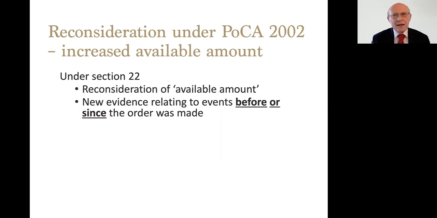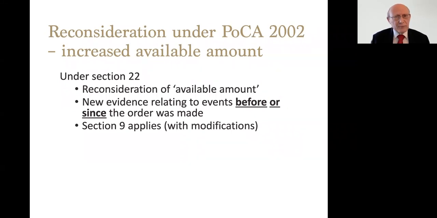Let's suppose that an order was made 2 or 3 months ago, and the prosecutor now discovers that actually the defendant has a further property which wasn't taken into account in arriving at his available amount and should have been. What does he do? He makes an application to the court under section 22 to have the available amount reconsidered. Now, you might think that it would have been more sensible for the legislators to have two separate sections, one dealing with new evidence relating to events before the order was made, and a different one dealing with events since the order was made. Well, it might have been more sensible, but they didn't do it.